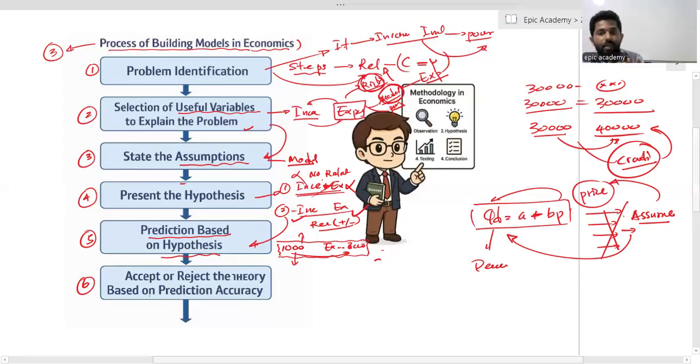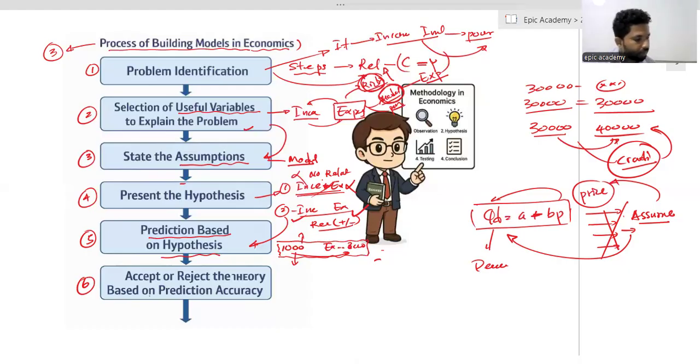Exactly, we know that the real behavior of the people related to economic activities is very complex. Yes, it is very complex. You can't understand the exact behavior of the people. Actually, it is unable to do that because the behavior of the people related to economic or any kind of social activity is very complex. That is why we need to develop something like a model.